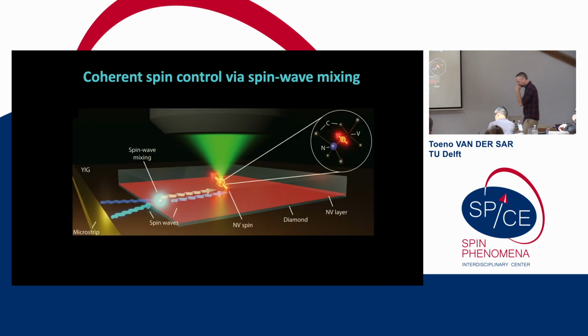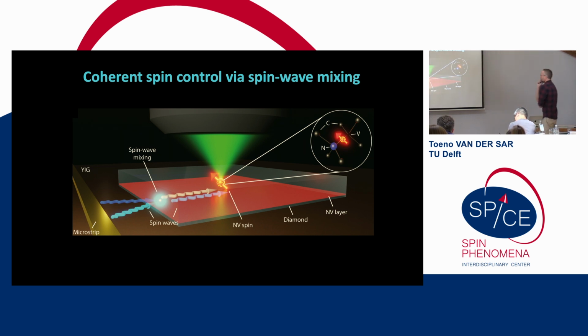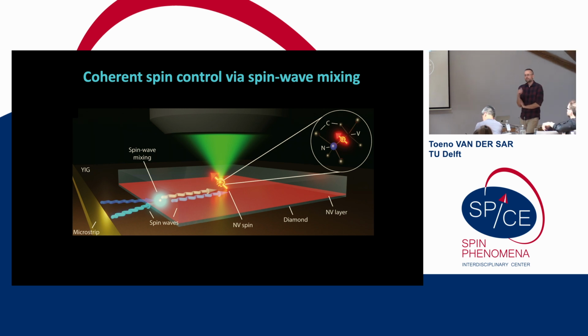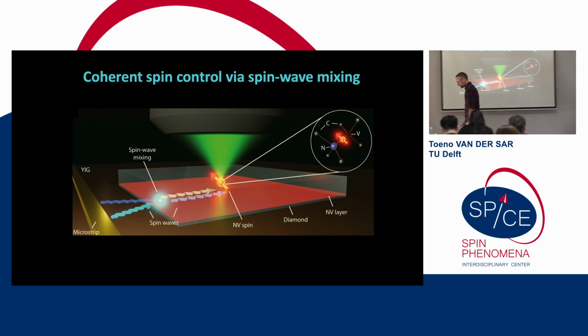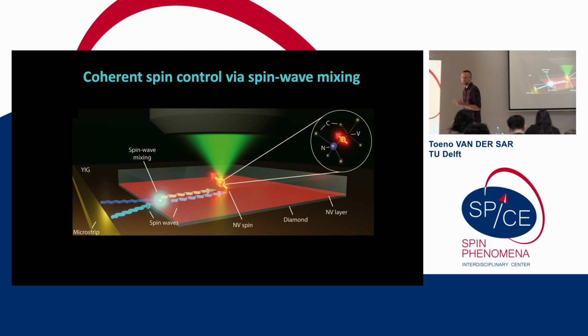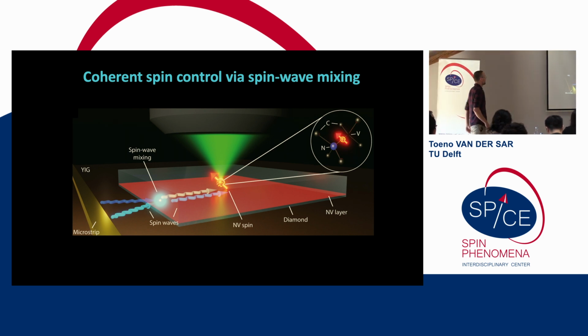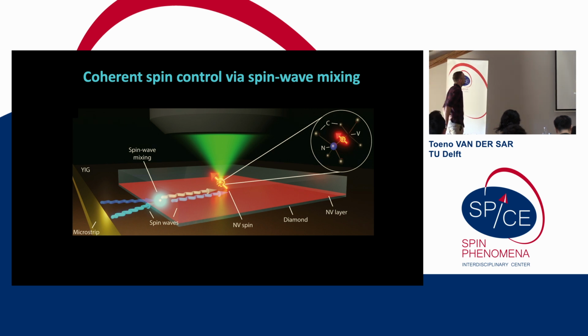Good, so the final part of the talk is this coherent control via spin wave mixing. So until now, I showed you spin waves that are resonant with our NV center transition, so they can drive the NV center spin directly, and we use it to probe the spin waves. The technique is a little bit limited because we can only detect resonant spin waves, so we try to overcome the limitation by using spin wave mixing.